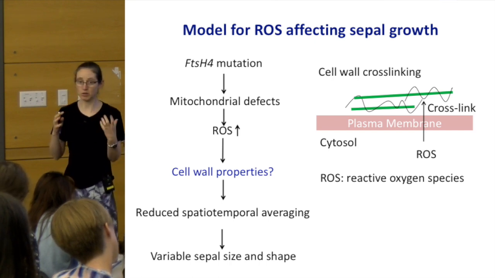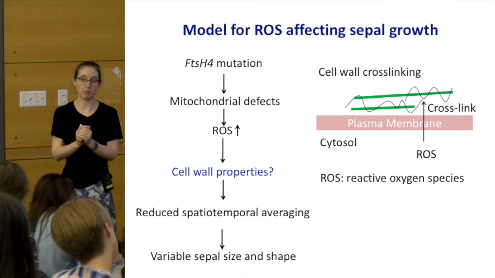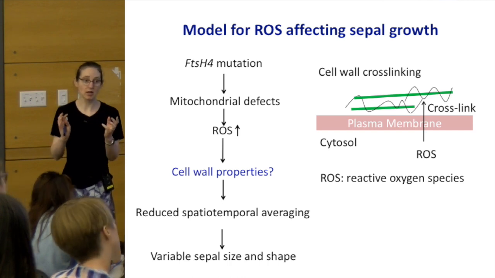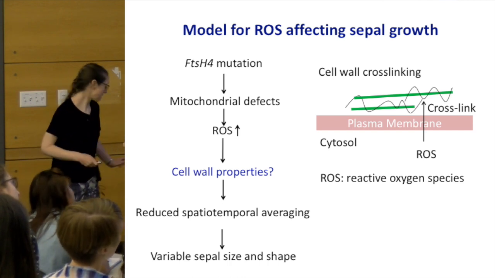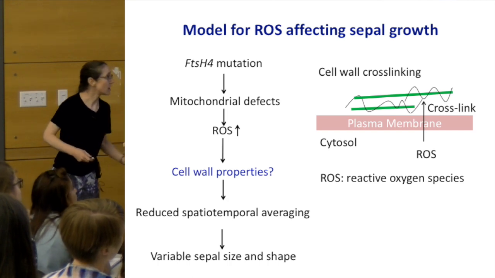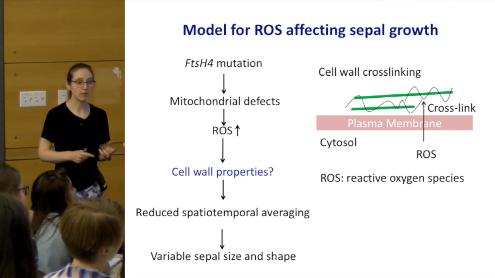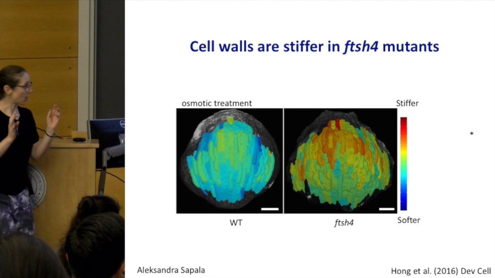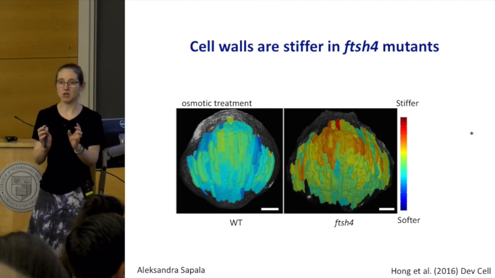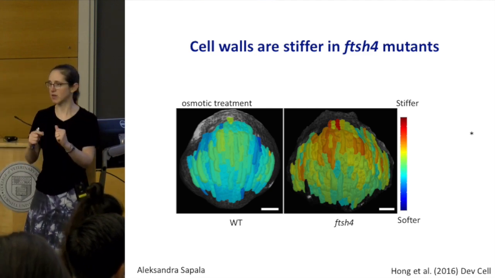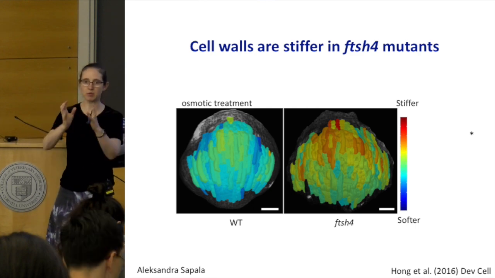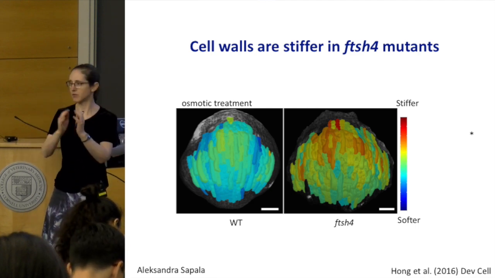And we know the cell wall controls growth. So this is an interesting possibility because this would possibly affect the cell growth. So we looked at cell wall stiffness. The way we did this is we put the flowers in a very high salt concentration and plasmolyze them. Plasmolyze means that the plasma membrane is shrinking away from the cell wall.